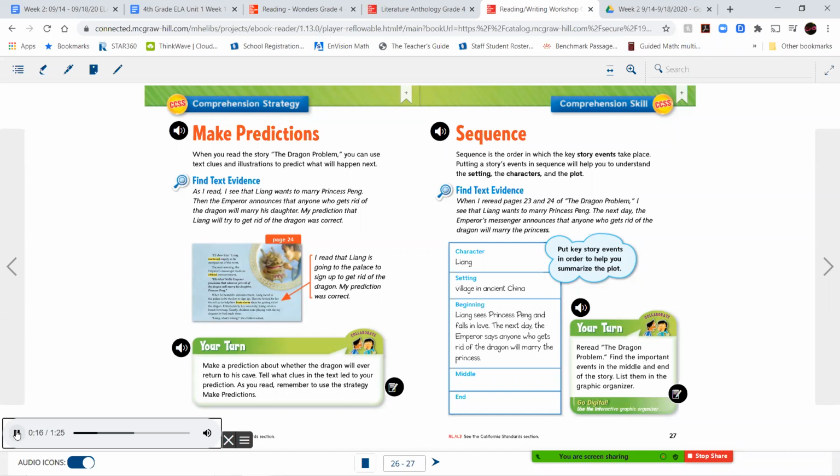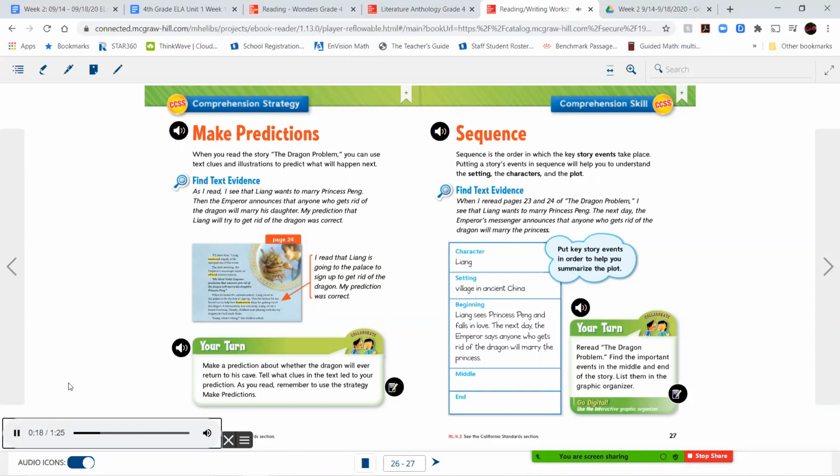Now, the text is the story. It's the words and the pictures that the author gave us or provided us. And evidence is clues. So you're asked a question and you want to use your text evidence or the clues that the author gave you to find the answer instead of just trying to make up an answer in your own head. You're going to pull the answer from the writing and from the pictures that the author gave you.